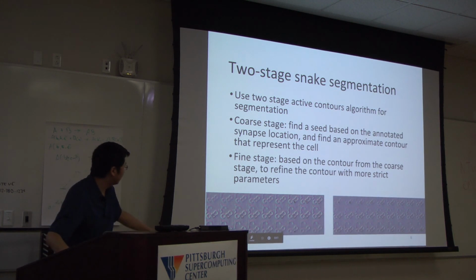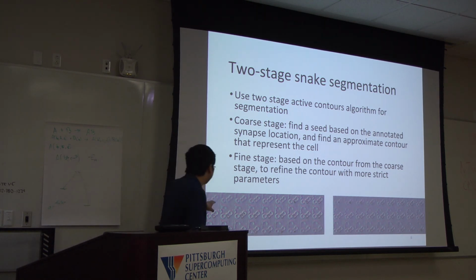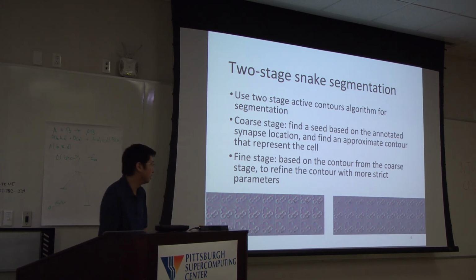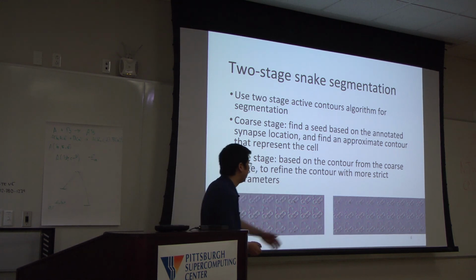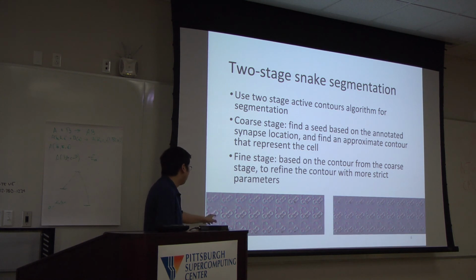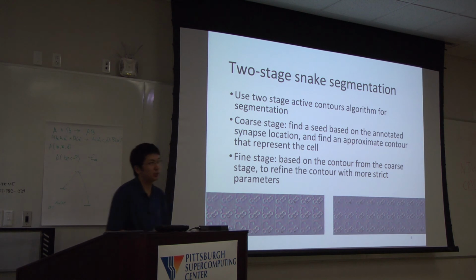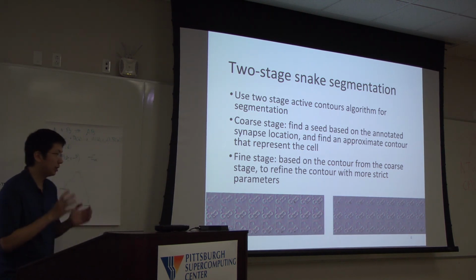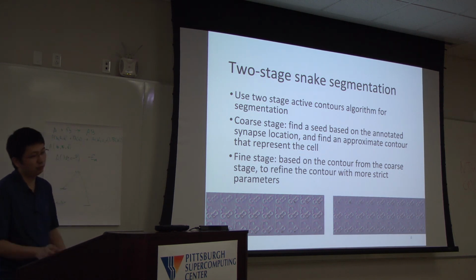This should be a movie, but I think there's something wrong with the PowerPoint, so we cannot show it. So this is the first stage. We find the approximate contour that represents the boundary of the cells. And in the second stage, we use some more strict parameters and use the output of the first stage as the initial contour to refine the segmentation. So at the end, we can get quite good segmentation for most cells, even if they have low contrast.